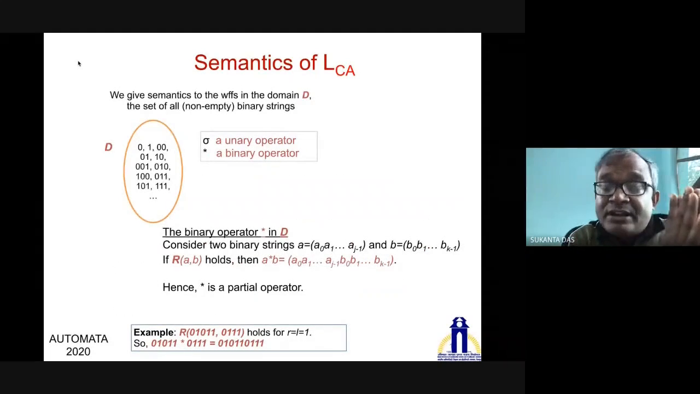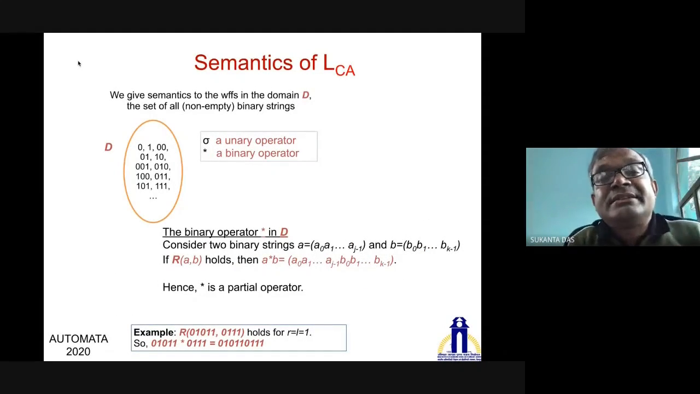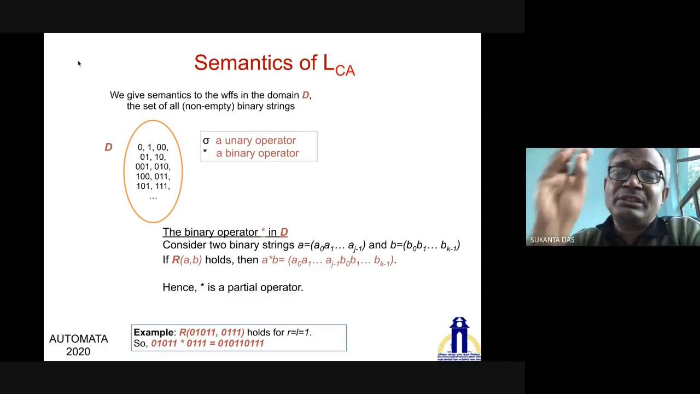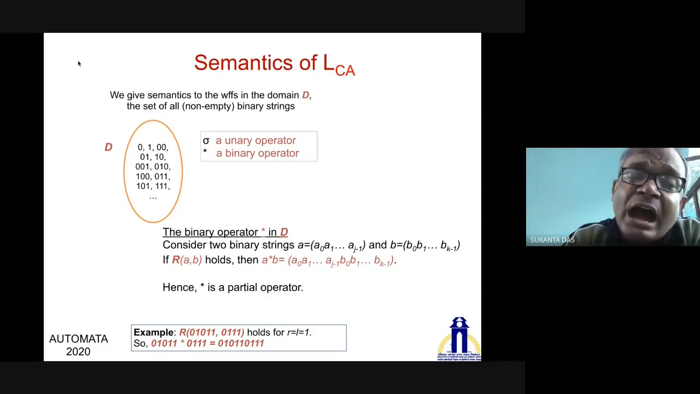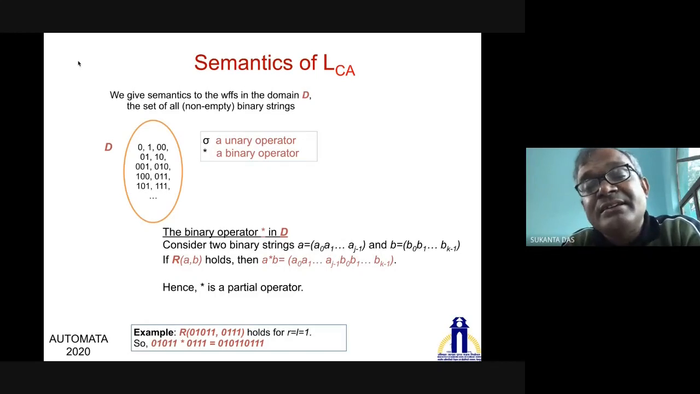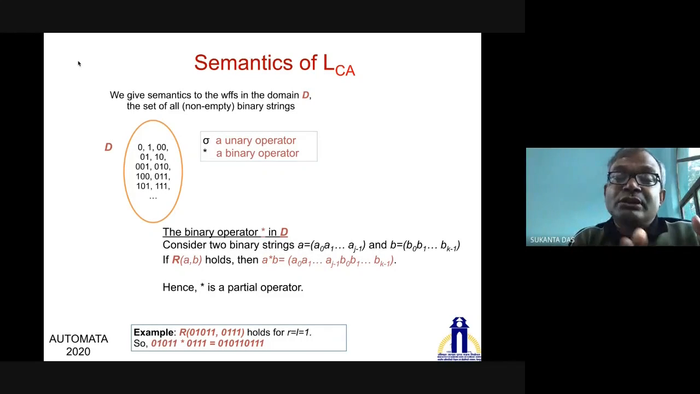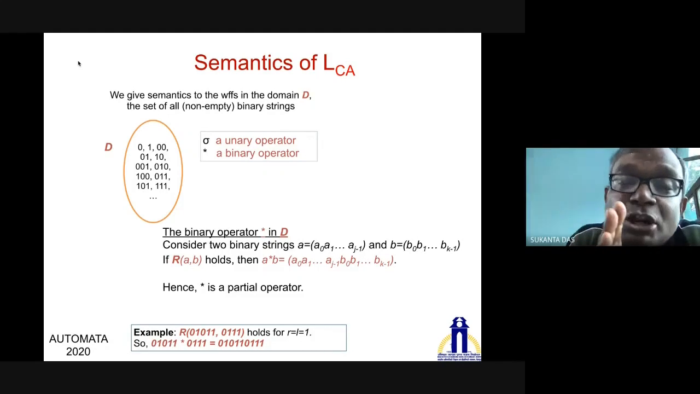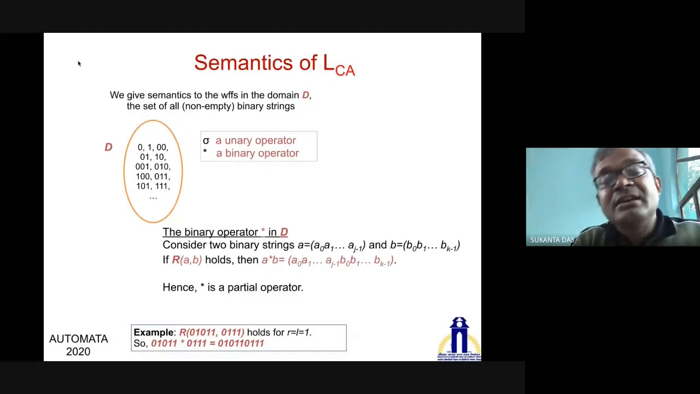So now, after defining this equivalence relation R, let us define this binary operator star in D. Consider two binary strings, A and B. Star is defined in this way: if R A B holds, then A star B is nothing but the concatenation of these two strings, that is, first I have written A, then B. This is the concatenation operator, but it is a partial operator, because for arbitrary A and B, R A B does not hold, so we cannot get A star B.